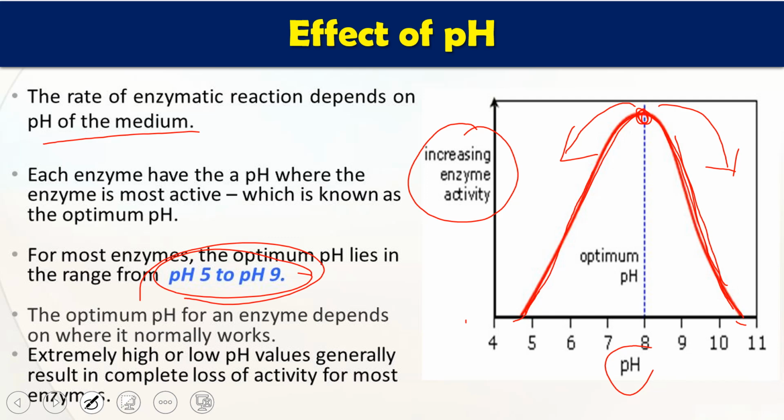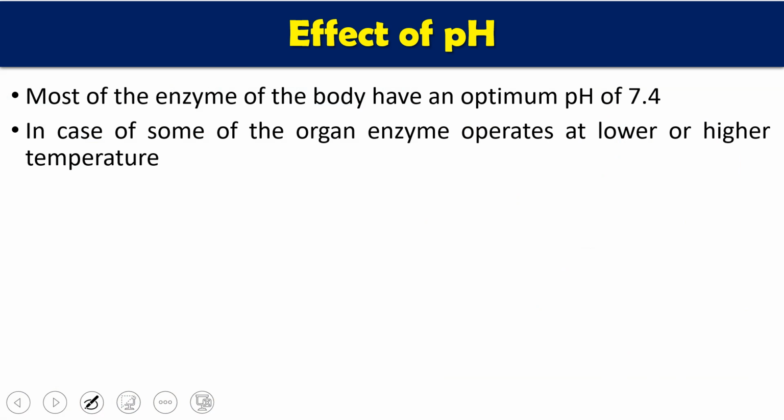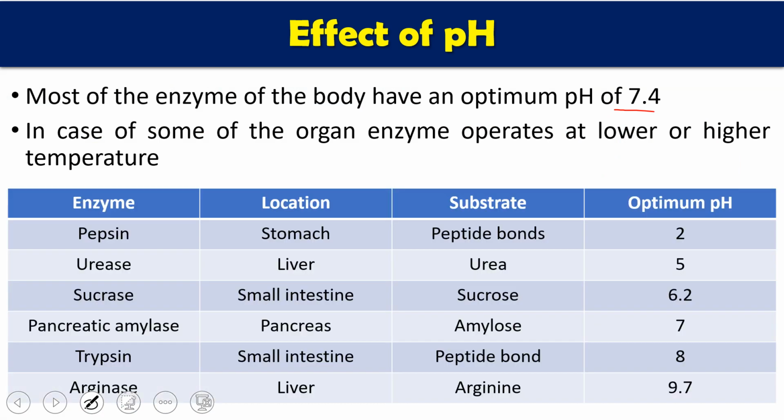In the small intestine, the optimum pH is around 7 or 7.2, slightly alkaline. So any enzyme which has to work in the small intestine will have a slightly alkaline optimum pH. Most enzymes in our body work at 7.4, but it varies from organ to organ, so it can be high or low. Here is a table where we can see pepsin, which comes from the stomach and works on peptide bonds. Stomach pH is 1.5 to 2.5, so the optimum pH for pepsin is 2.